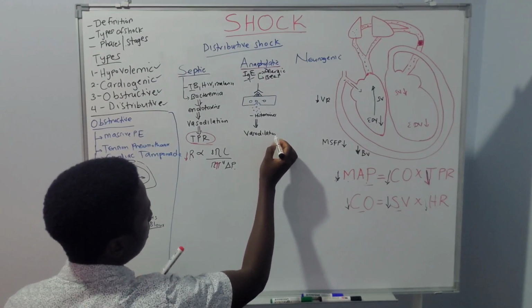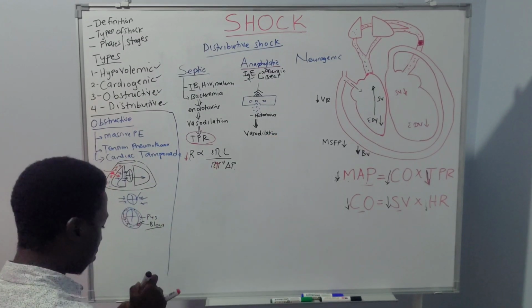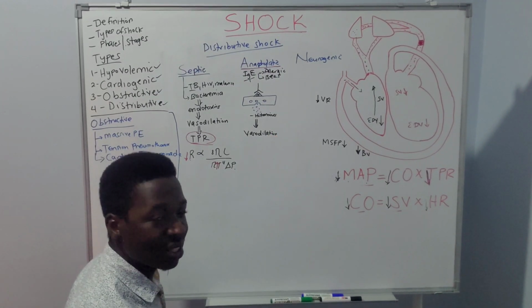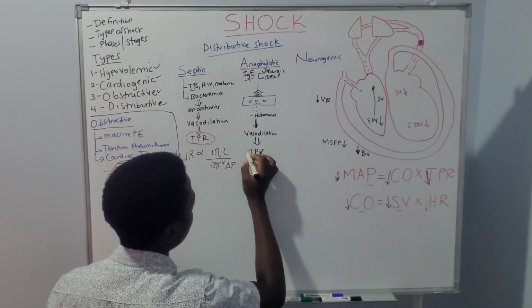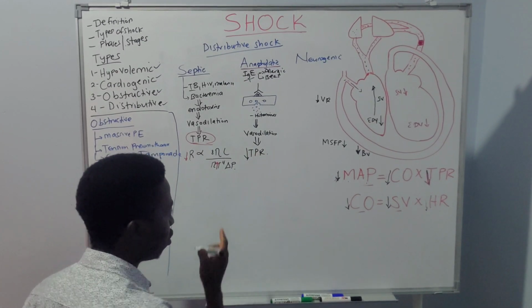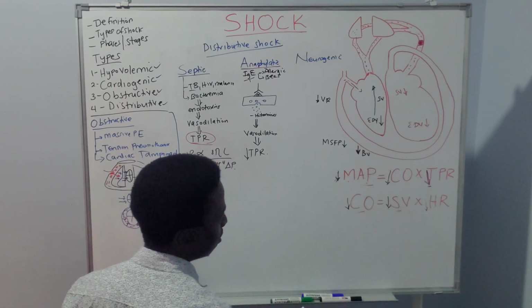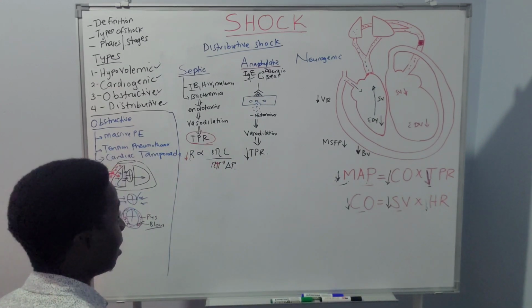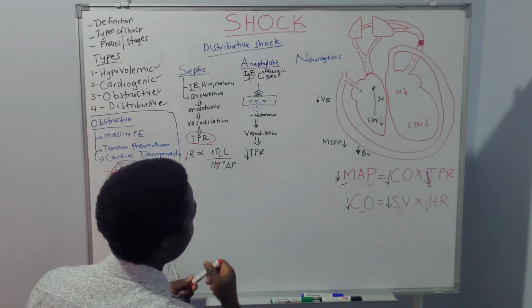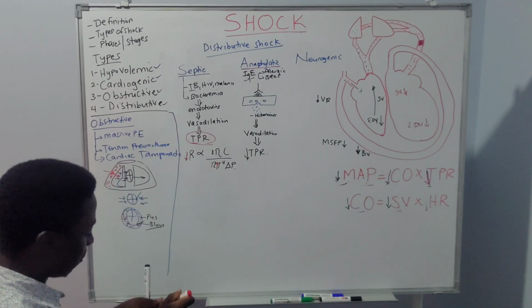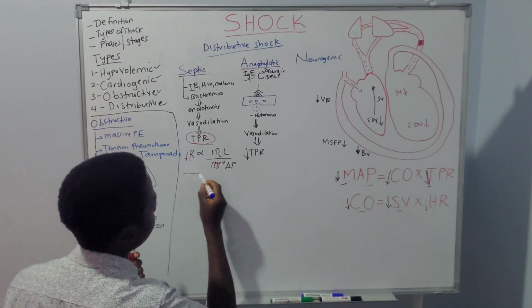So histamines that are released will bring about massive vasodilatation, and when you have massive vasodilatation, definitely your total peripheral resistance will also decrease. And as we already said, when your total peripheral resistance decreases, you're going to get a decrease in your mean arterial pressure. Okay, so let's look at the last one, which is neurogenic shock. So let me put it here.